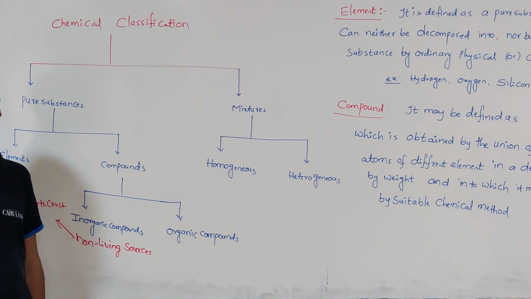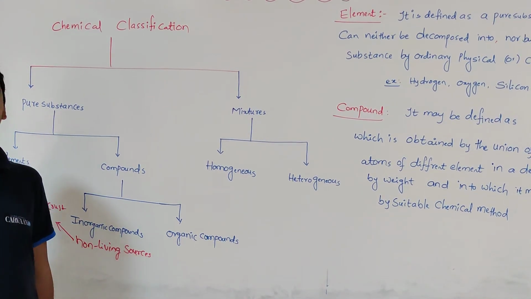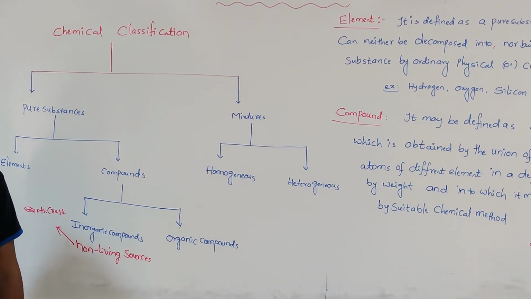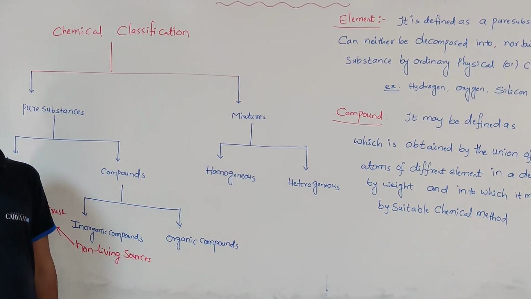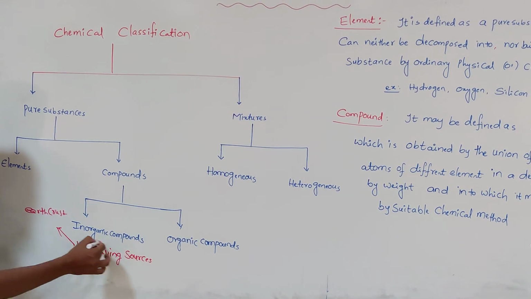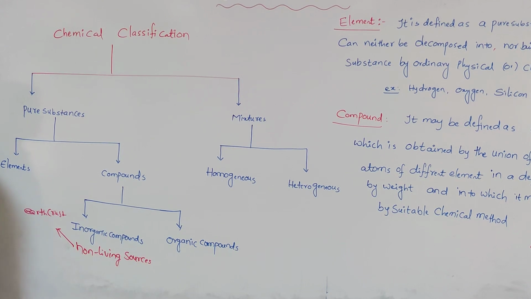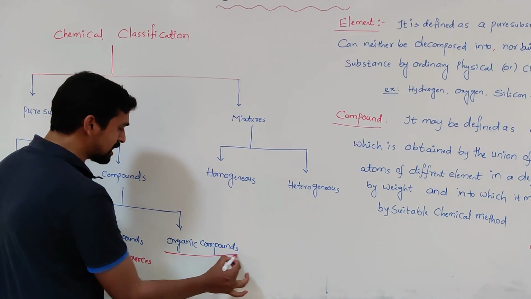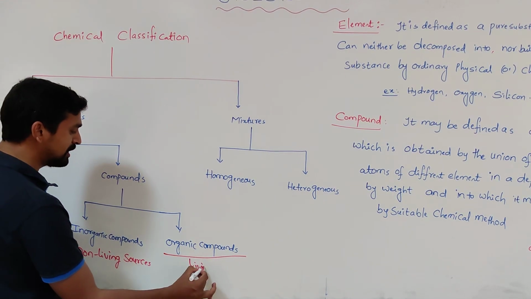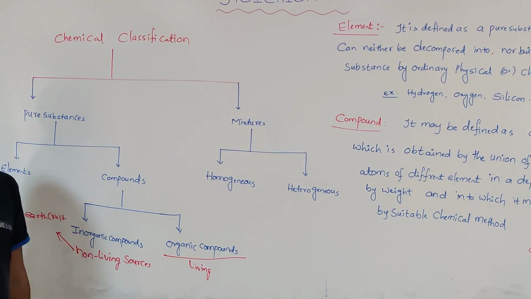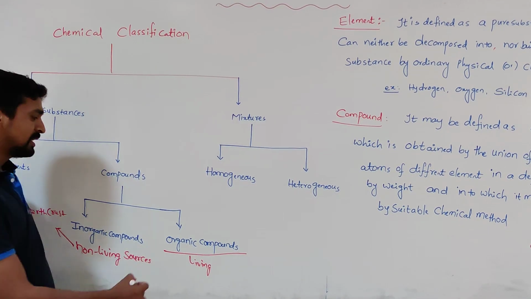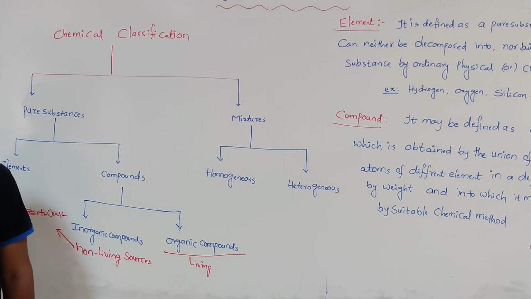For example, gold is extracted from which one? Earth crust. Sodium chloride is extracted from which one? Earth crust. Most of the compounds are extracted from the earth crust. All those compounds are called which one? Inorganic compounds. What do you mean by organic compounds? The compounds which are obtained from living sources. Living sources means plants and animals. Whichever compounds are obtained from them are called organic compounds.